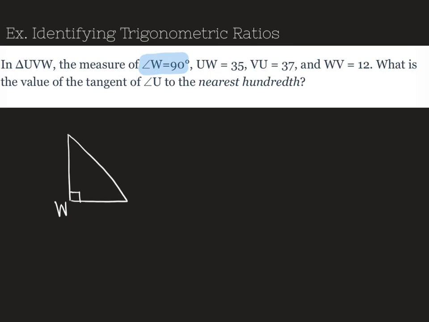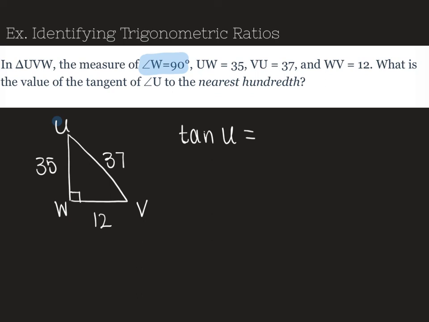So now when you're trying to place the U and the V, you can see that if we're following the order of the title of our triangle, it's U, V, and W we already have. So we can fill in some information here. They're telling us that the side length UW is 35. They're telling us that the side length of VU is 37. And they're also telling us that WV is 12. So we have enough information here. We're trying to find the tangent of the angle U.